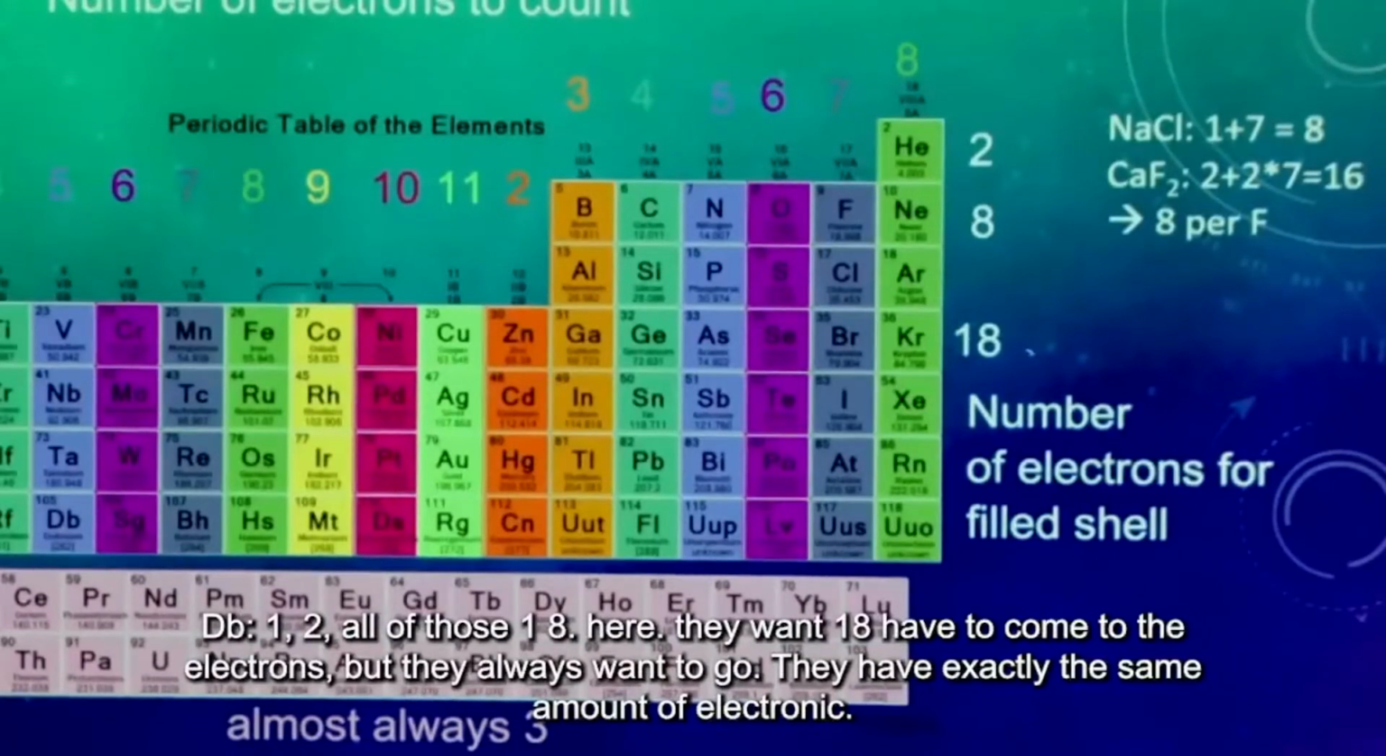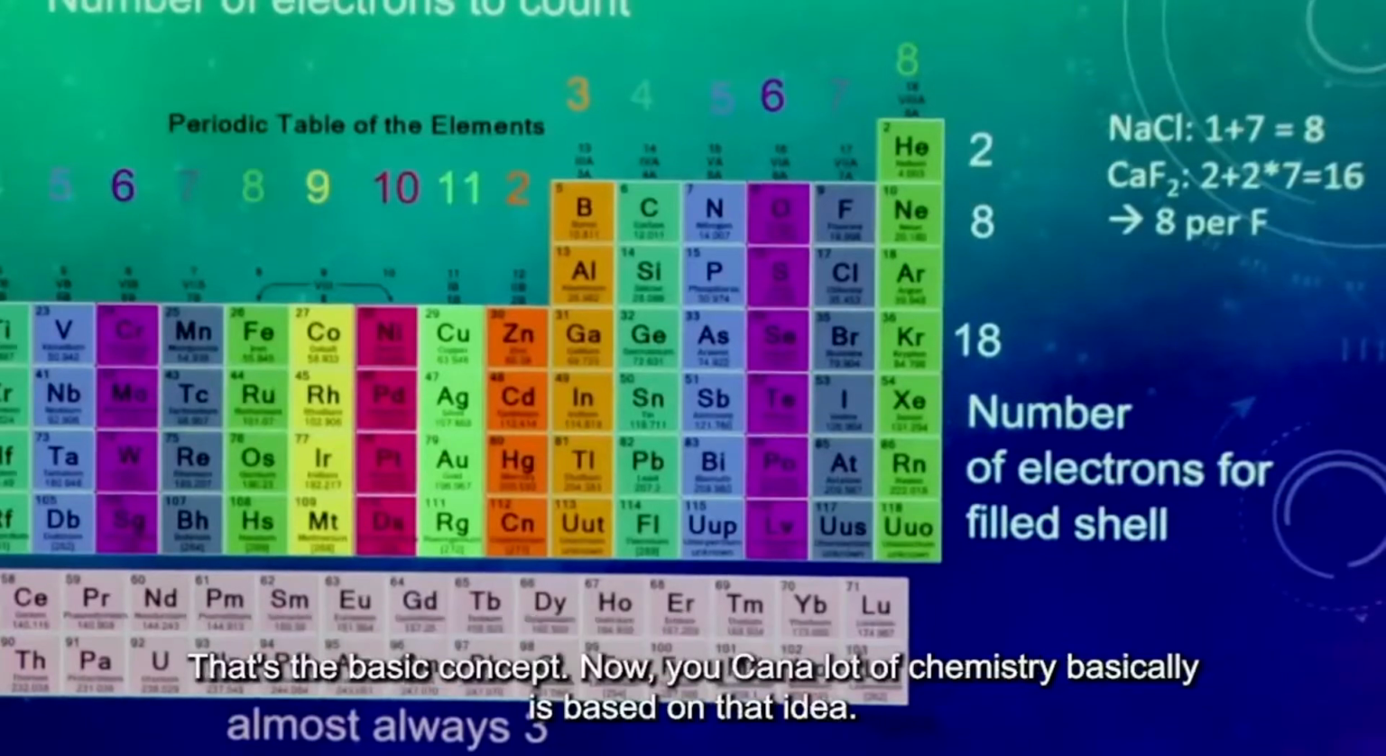Here they want 18 if you count the d electrons, but they always want to have exactly the same amount of electrons as the noble gas. That's the basic concept. Now you're chemists, all of you are chemists. That's the basic idea, all of chemistry is basically based on that. And boron has only 3.